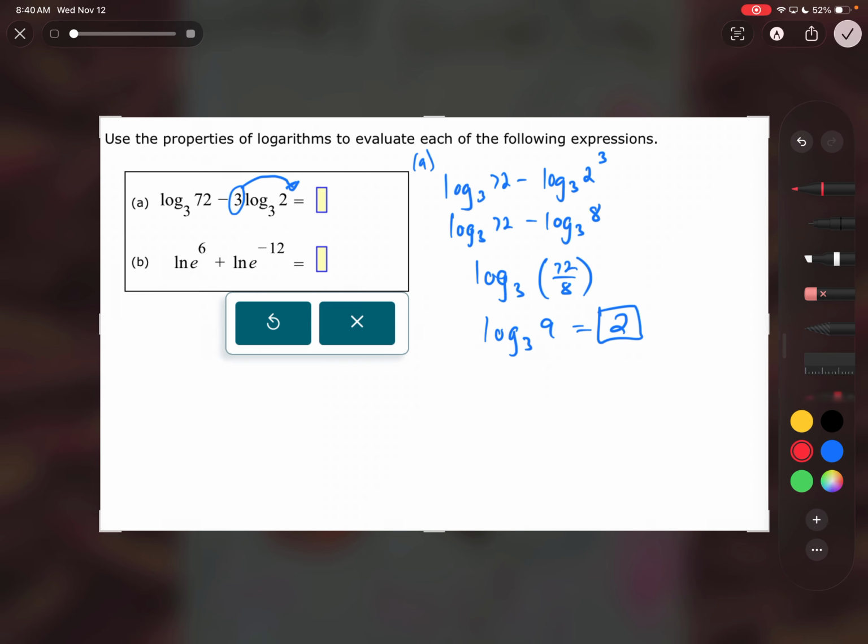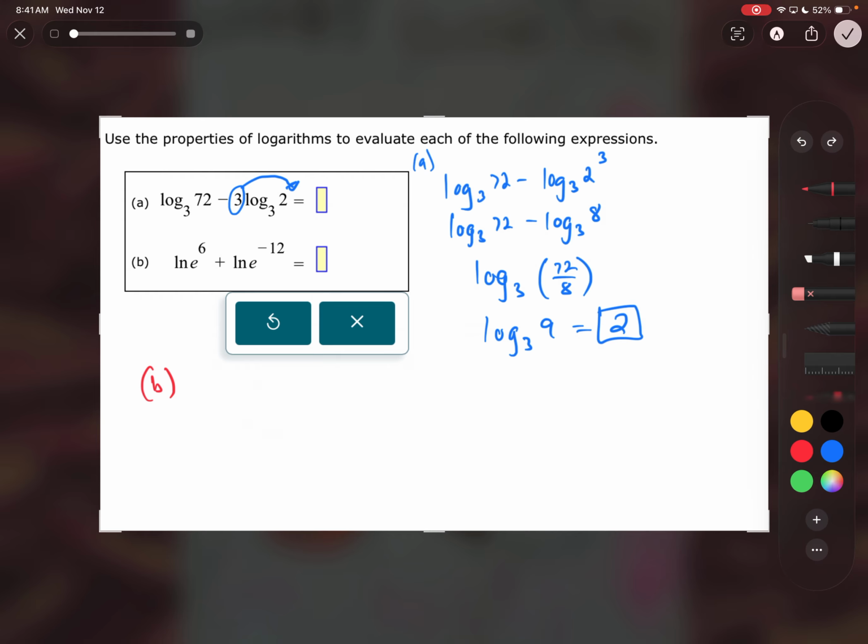So you just have to start using those properties and moving them. Here you combine them, and you will be able to figure out an answer. The reason we do this is because I don't know what log base 3 of 72 is, and I don't know what log base 3 of 8 is. But if I combine those using the minus and making it division, then I can actually work it out.